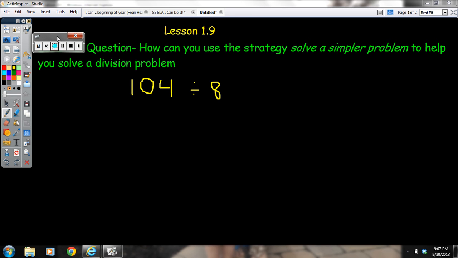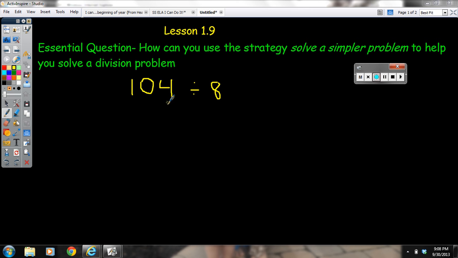Okay, what we're going to do here in this lesson is take 104 divided by 8. But we're not going to divide it the traditional way that we normally use to solve these kinds of division problems. The essential question for the lesson is how can you use the strategy solve a simple problem to help you solve a division problem?